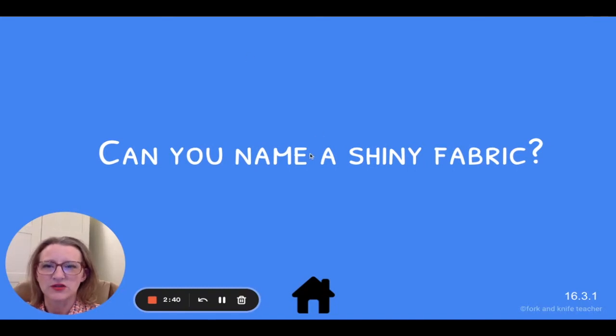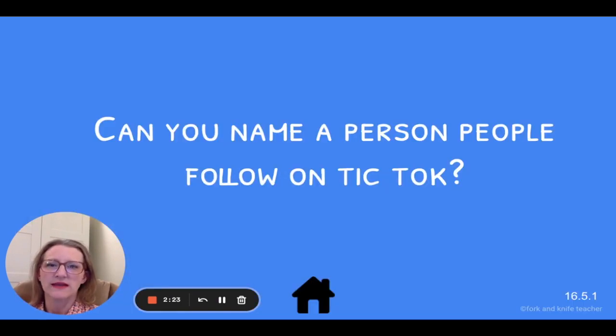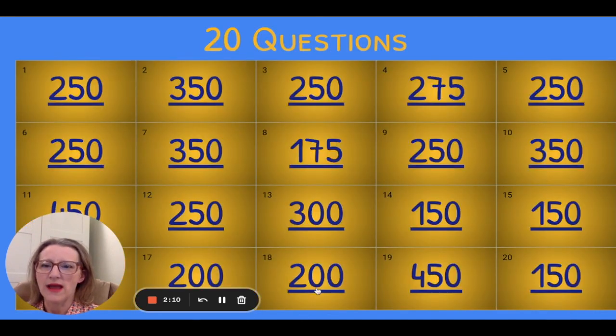So that's what happens. You ask your question and you have your answer sheet, so you have an idea of whether they got it right or not, and then you would click on your home button to get back to the main screen. Students might say box 15, so click on that. Can you name a person people follow on TikTok? Again, here is the standards link in the bottom right hand corner. I'm going to click on the home button to go back.